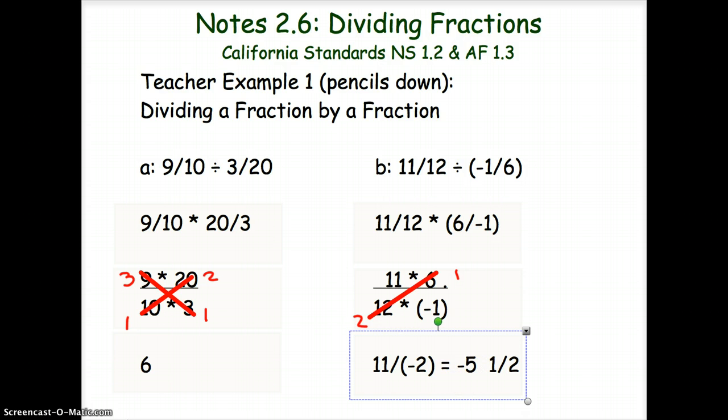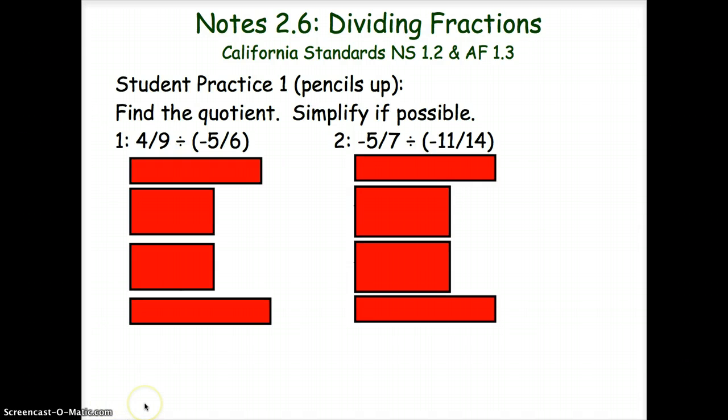Okay. Next problem is student practice. Go ahead, please simplify these fractions. Pause your video, press play when you're ready to begin. Okay, let's take a look and see how you did.